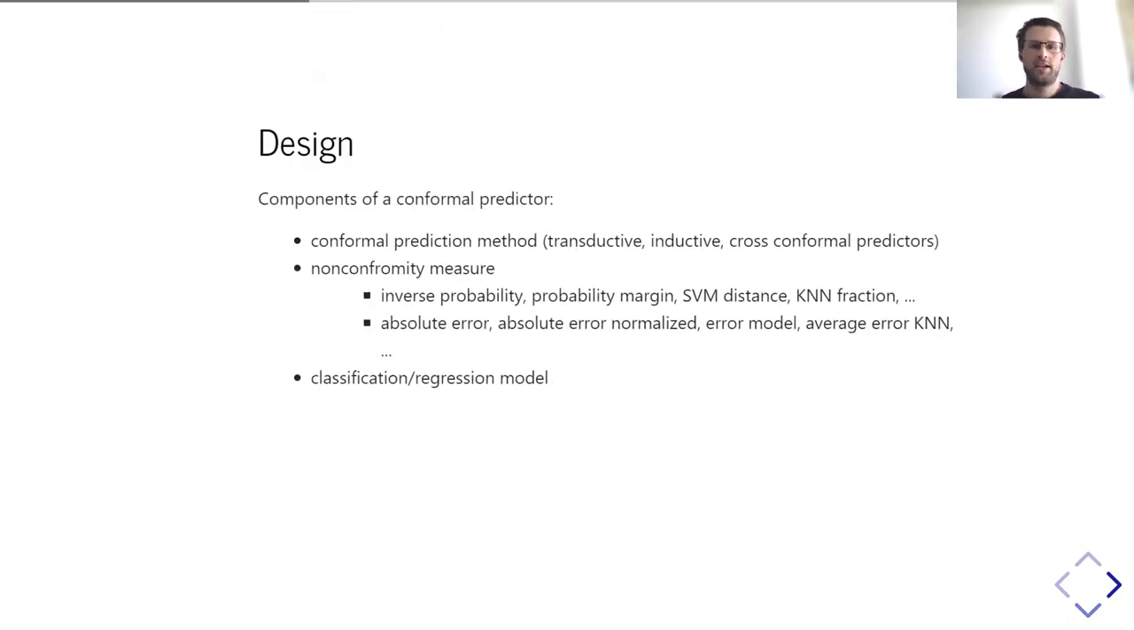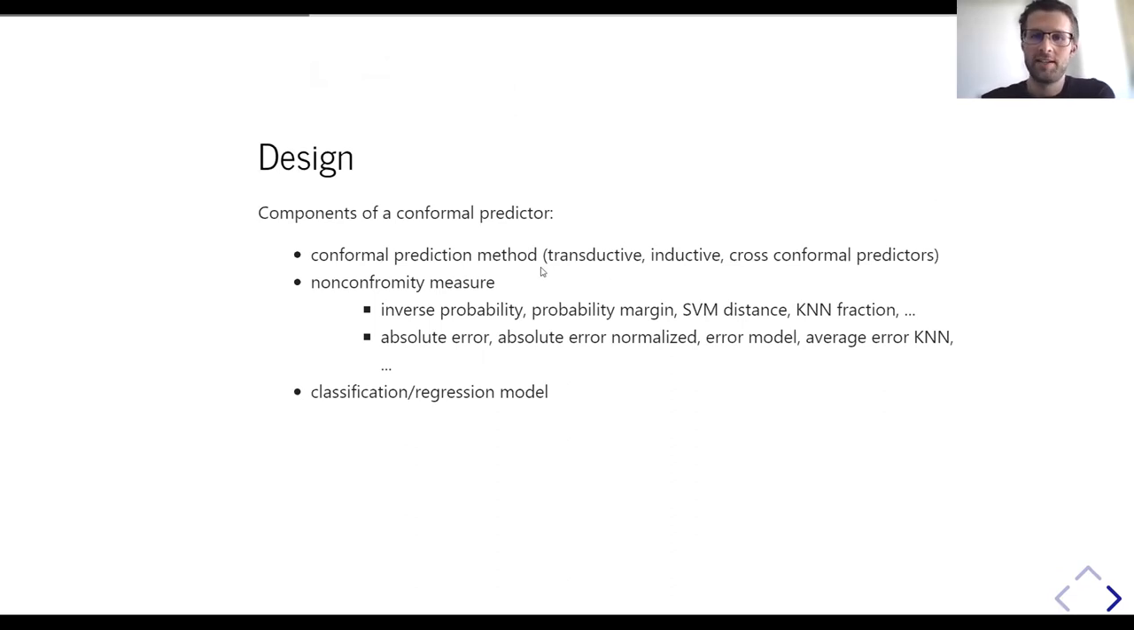So how is the add-on designed? The conformal predictors have a very Lego-like structure, so they fit nicely with what we've seen so far. To construct a conformal predictor, or at least a basic one, you have to decide on the basic conformal prediction method or sampling method, whether it's transductive, inductive, or some cross-conformal predictor. Then you have to choose the non-conformity measure. How do we estimate the non-conformity, the unusualness, of individual instances? These are different for classification and regression.